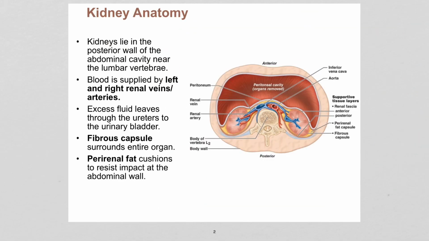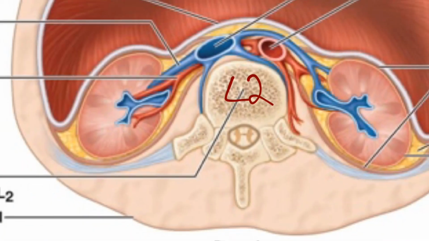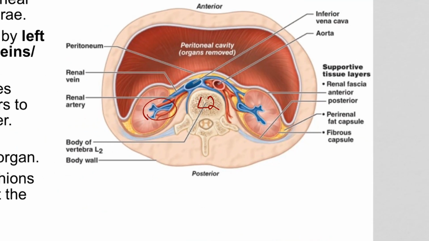All right, some quick anatomy. This is pretty straightforward. The kidney sits in the lower posterior thoracic cavity, so if you read the labeling, that's L2. That's about the center of the kidney on the vertical axis. And obviously blood flow coming in, renal artery in, renal vein out, standard systemic circuit circulation.